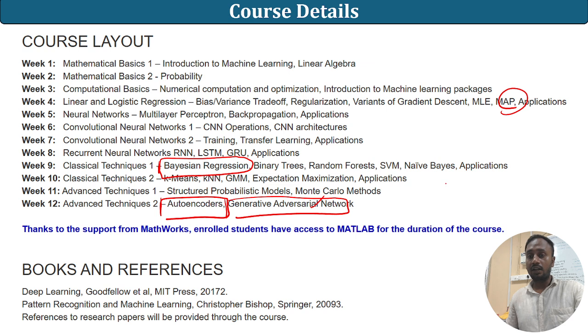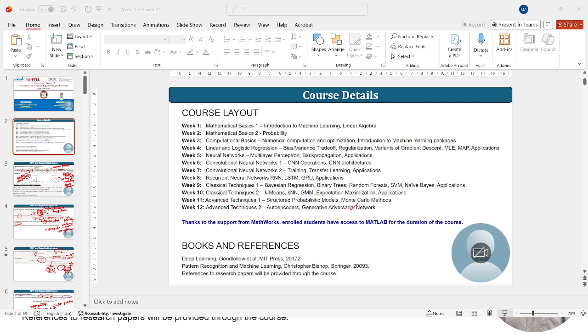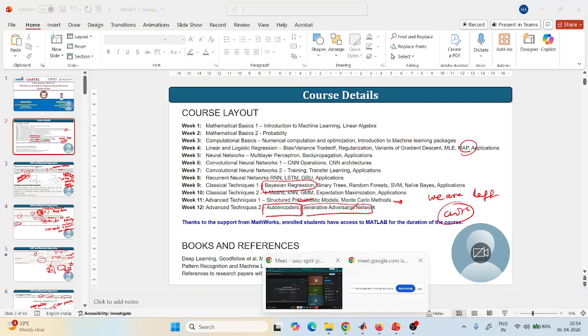Now we are left with one more week. In that we'll see structured probabilistic models and Monte Carlo methods and all. One more extra class will be on Tuesday. We'll take some examples from the course and explain almost all the models. That is not going to be this week, but definitely next week.